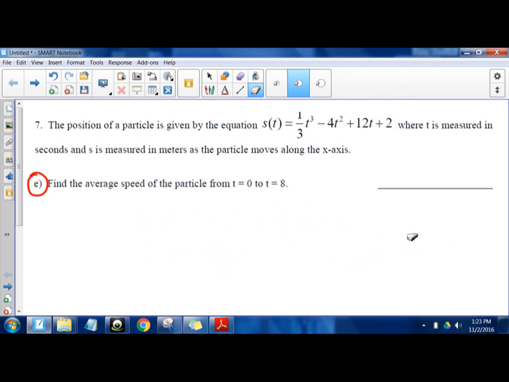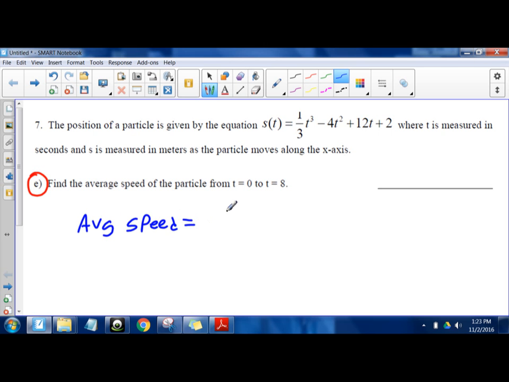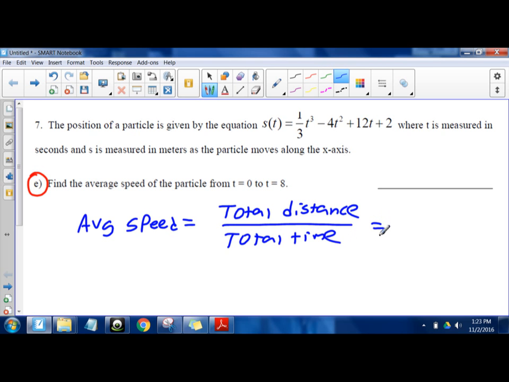So to correctly solve the question, you got to go back to the definition of speed. So the average speed is equal to the total distance divided by the total time. So this is how we're going to calculate the speed. Now, if we're doing the interval from 0 to 8, total time is pretty easy, it's just 8.